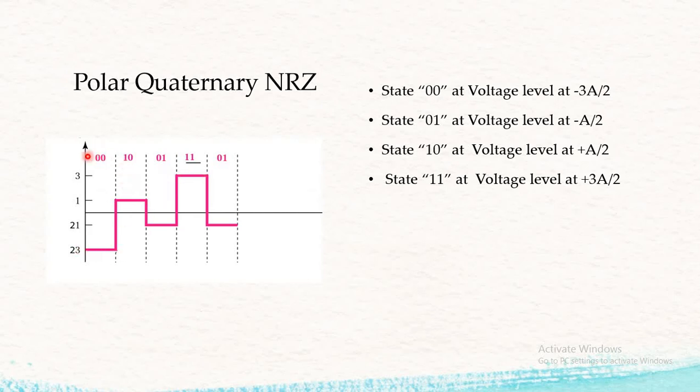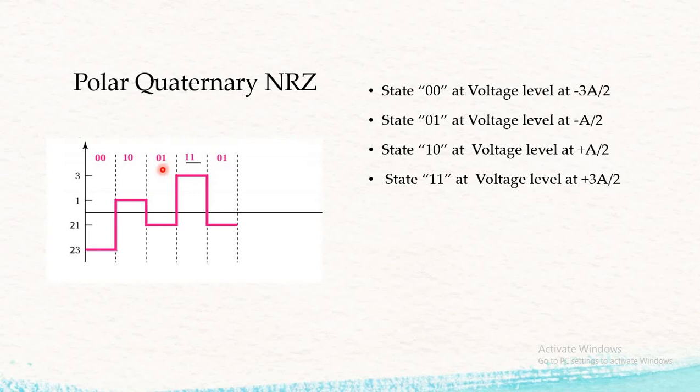So the first value is 00. The 00 value has a voltage value of -3a/2, or -3/2, or -3, whatever. So it is represented by the negative voltage level 3. Next is 10. 10 is represented by a/2, so in this case it is voltage level 1. Then the next one is 01, which is represented by a voltage level of -a/2, so this is my voltage level -1/2, and the last one is 11, which is represented by a voltage level of +a/2.